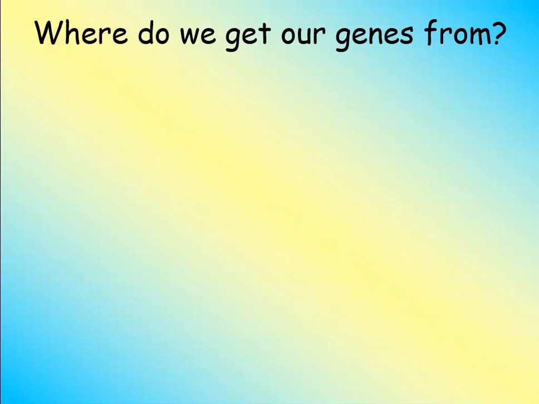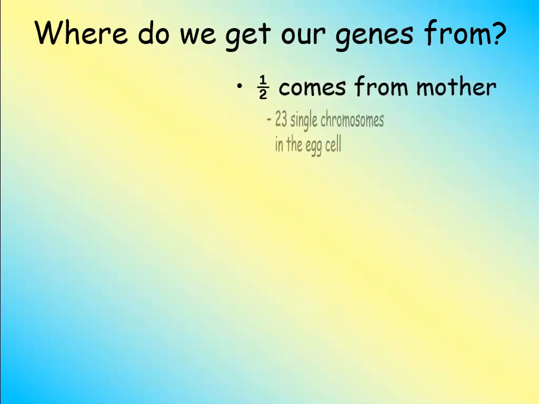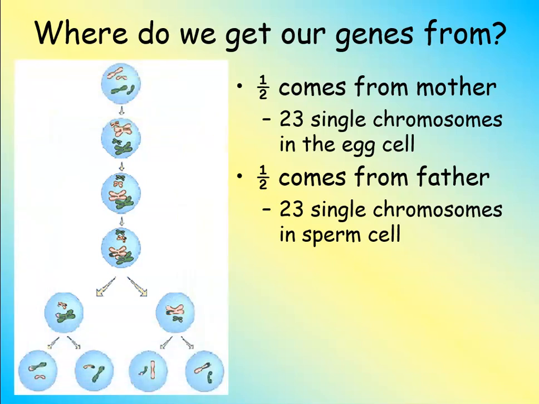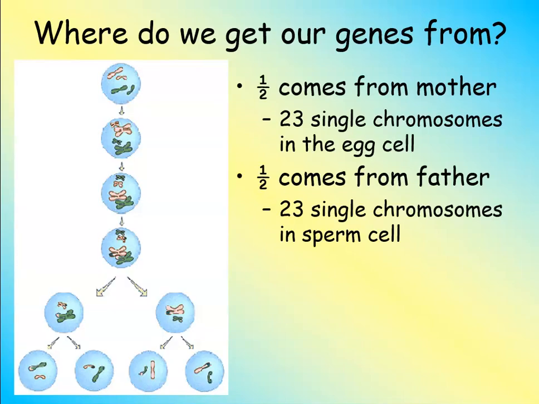So where do we get our genes from? Again, we get it from our parents, but half of them are going to come from mom. So 23 single chromosomes in the egg cell, and half of them are going to come from dad, right? And that's 23 single chromosomes in the sperm cell.